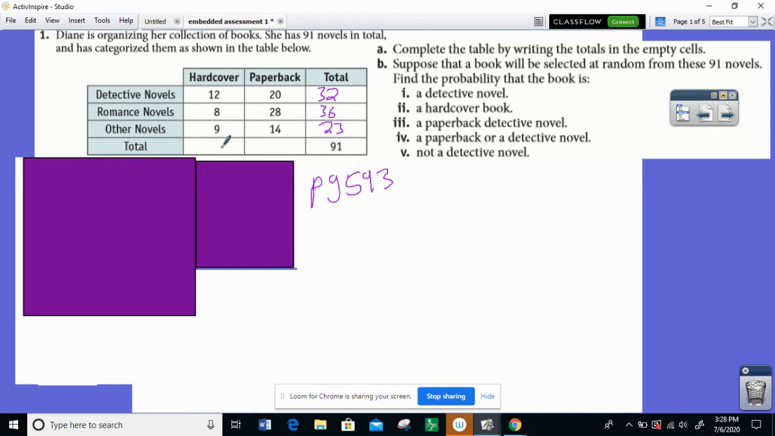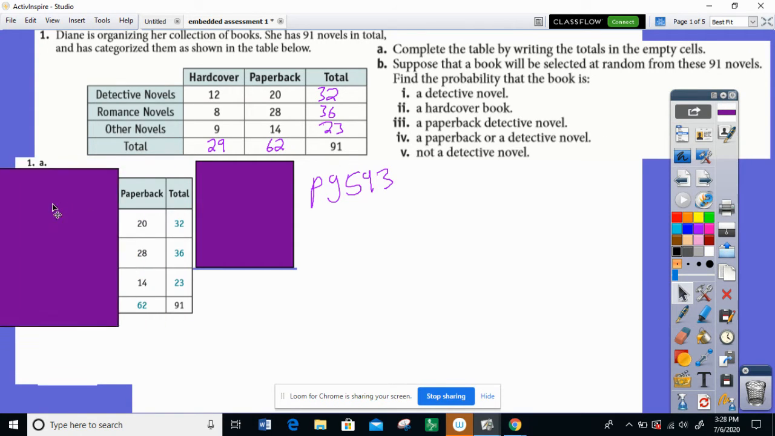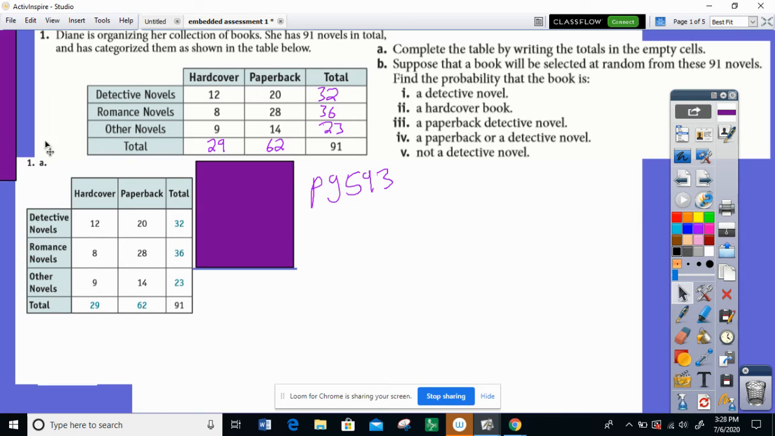Or we can total up how many hardcovers there are plus how many paperbacks there are, and that should also give us 91. So 12 plus 8 plus 9 gives us 29 total hardcovers. 20 plus 28 plus 14 gives us 62 total paperback books. And that matches up with what the answer key has for us here.